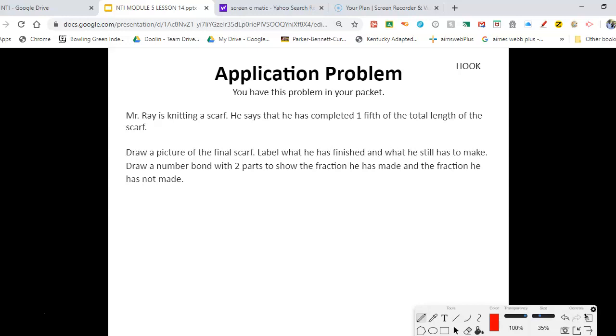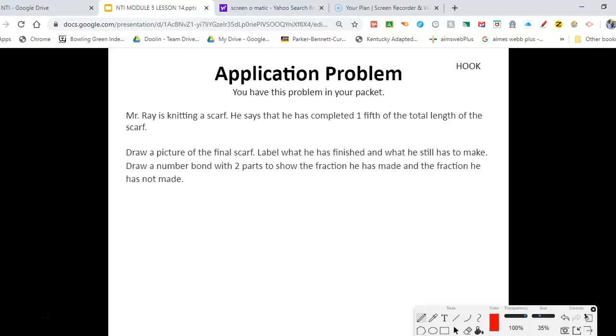So first off, let's think about what this story is about. Tell someone at your house right now what this story is about. Yes, this story is about Mr. Ray. He's knitting a scarf. He finishes part of it, but he doesn't finish the other part. So, what important information do we know? He has completed 1/5 of the scarf. That is the most important thing that we know about that scarf right now.